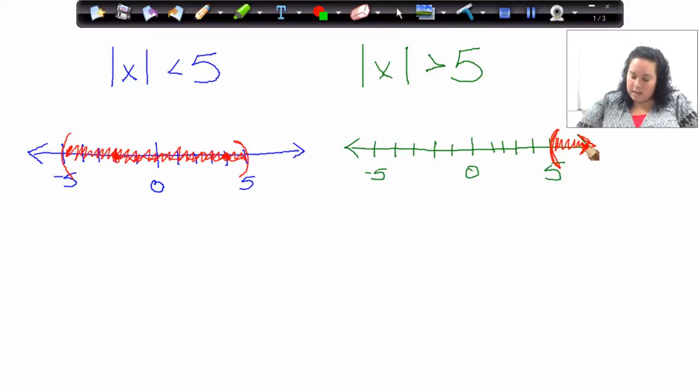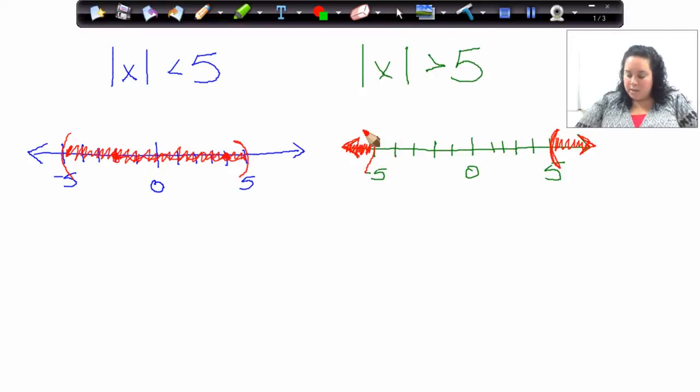All right? And what about things over here on the negative side? What about negative 3? No, the absolute value of negative 3 is 3. That's not bigger than 5. What about negative 6? Yeah, negative 6. The absolute value of negative 6 is 6. 6 is greater than 5. So that does work. Okay, so everything over here that's smaller than negative 5, when we take the absolute value, it's going to be bigger than 5.